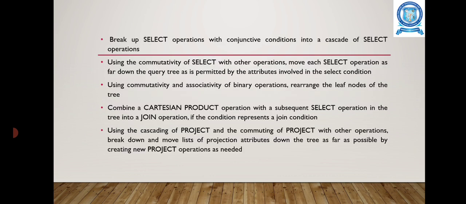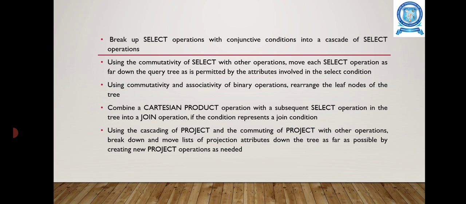First, break up the select operations with conjunctive conditions into a cascade of select operations. Using the commutativity of select with other operations, move each select operation as far down the query tree as is permitted by the attributes involved in the select condition. Using commutativity and associativity of binary operations, rearrange the leaf nodes of the tree. Combine a Cartesian product operation with the subsequent select operation in the tree into a join operation if the condition represents a join condition.